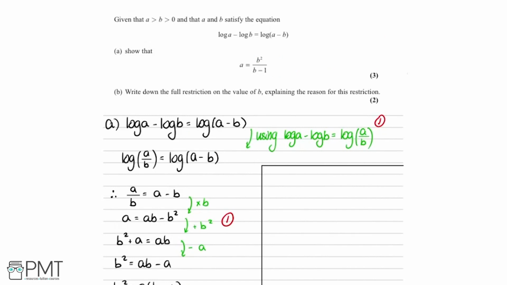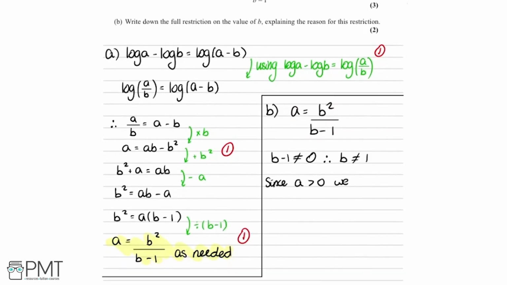Now part B says we need to write down the full restriction on the value of b, explaining the reason for this restriction, and this is for 2 marks. So we need to have a think about what restrictions there could be on this. Well, the first thing is that we can't divide by 0, so we know that b minus 1 can't equal 0, therefore b can't equal 1, because then we'd be dividing by 0, which isn't defined. So that's a good start. It also says up here in the question that a is bigger than b, which is bigger than 0. So actually we could use that because we know what a is. a is defined as this.